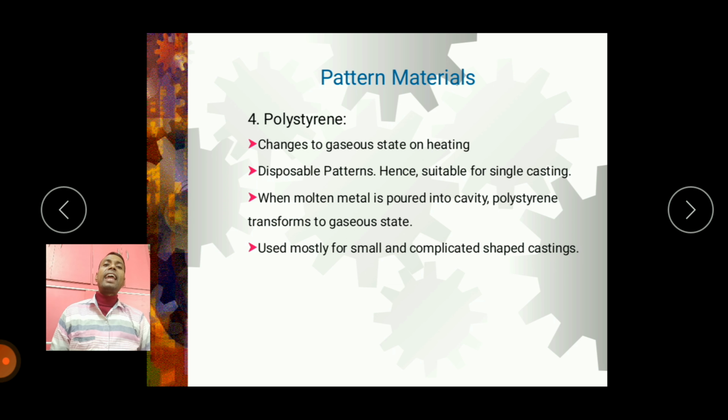Polystyrene changes to gaseous state on heating, so it is a disposable pattern and suitable for single casting. When molten metal is poured into the cavity, polystyrene is transformed to gaseous state. It is used mostly for small and complicated shape casting.